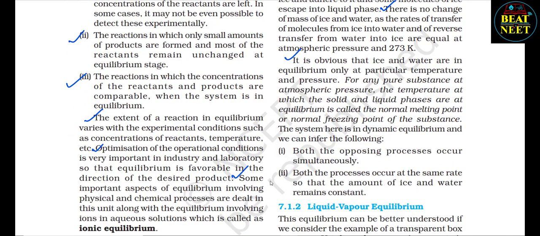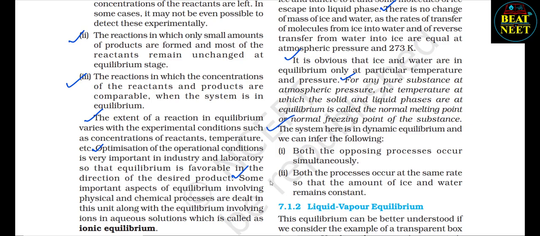It is obvious that ice and water are in equilibrium only at a particular temperature and pressure. For any pure substance at atmospheric pressure, the temperature at which the solid and liquid phases are at equilibrium is called the normal melting point or normal freezing point of the substance.